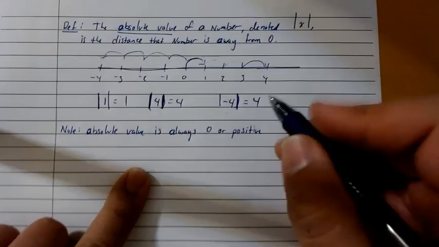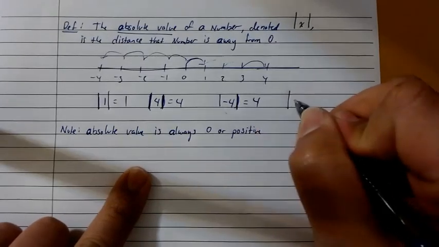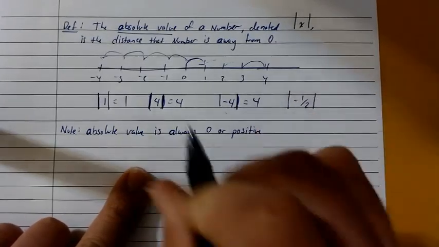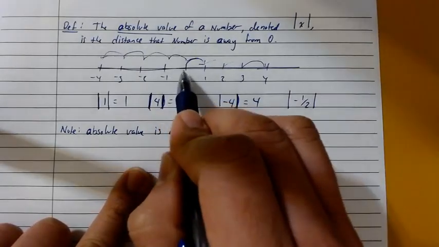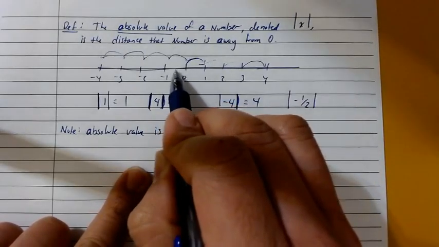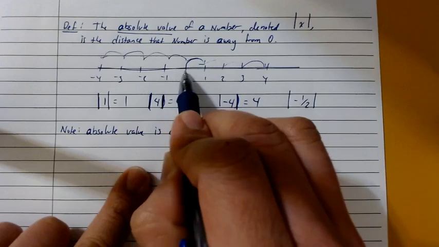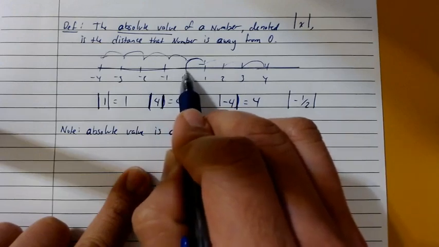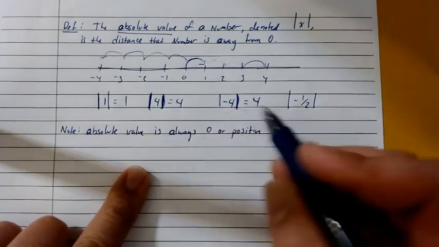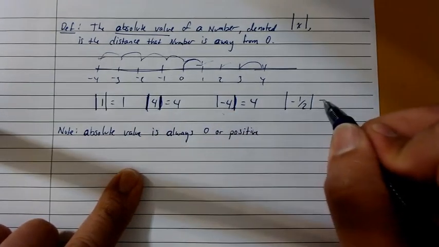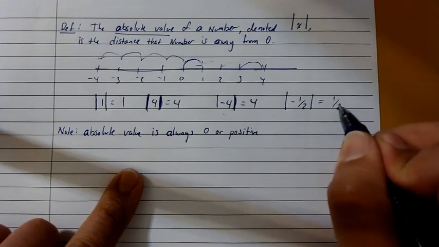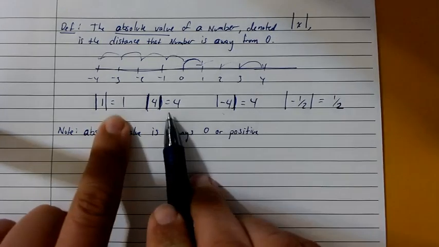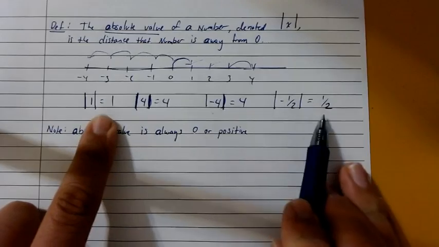And it's okay if you have fractions in there. So for example, the absolute value of negative 1/2, if I'm starting at 0, here's negative 1/2, I take half a step back. Well, it doesn't matter if I take half a step back or half a step forward. I just want to know how many steps did I take. Okay, well, I took half a step. So the absolute value of negative 1/2 is 1/2. Notice your absolute value is always positive.